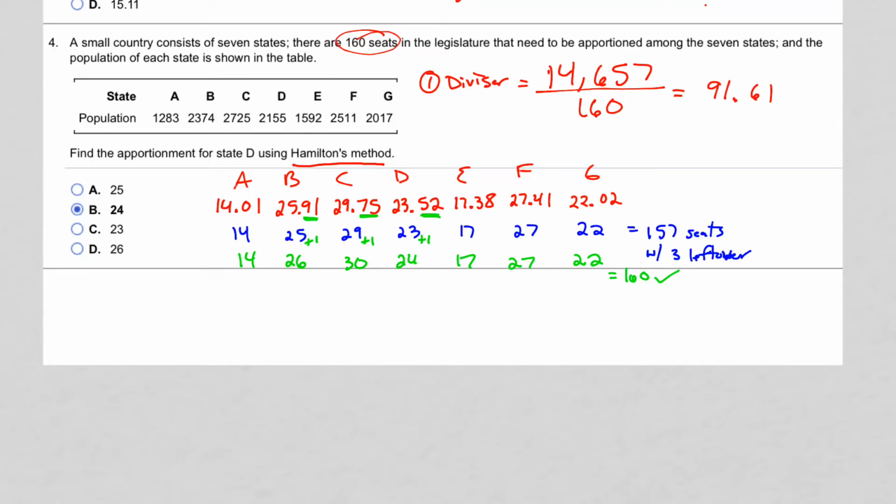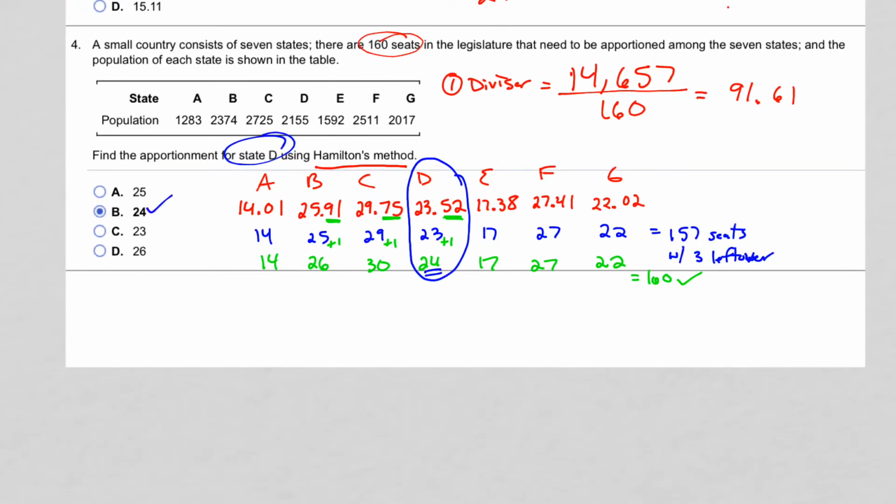All right, so if this was a short answer, you would have to type all those in. But since it's multiple choice, it only wants you to look at state D, and state D is right there. So 24. If you don't do this whole thing, you might think it's 23, but when you figure out there are 3 left over, and D is going to get one of those, it changes to 24.